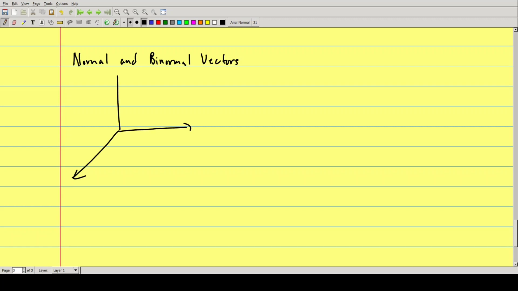So if we have some axis and we have some space curve here, if I pick a point on the space curve, there are three vectors that I can think about. I can think about this vector, which is the tangent vector, and we're going to normalize it so that it's a unit tangent vector.